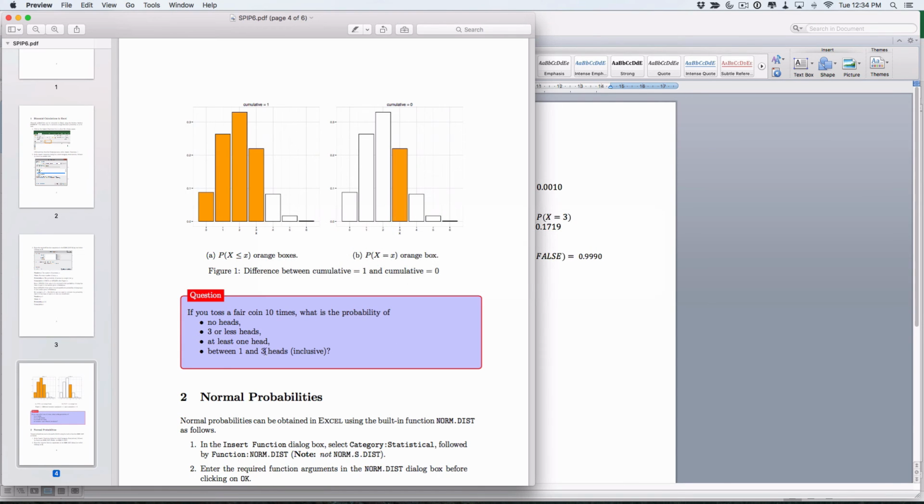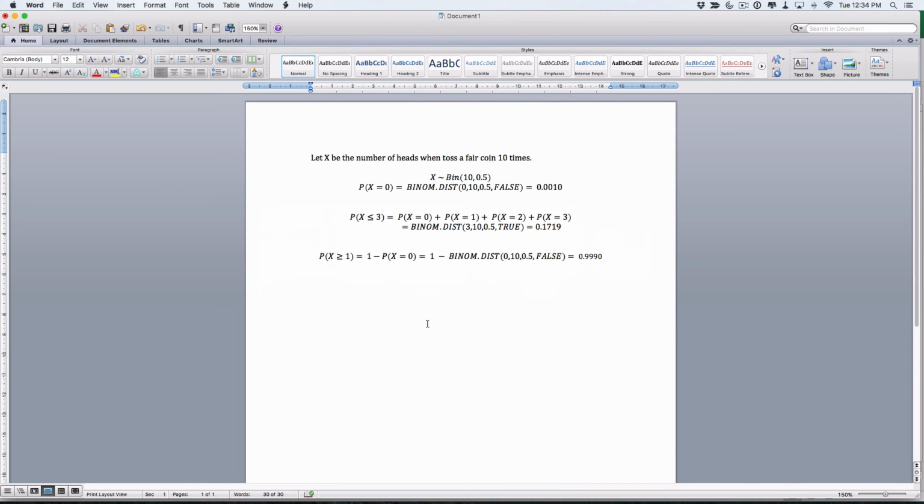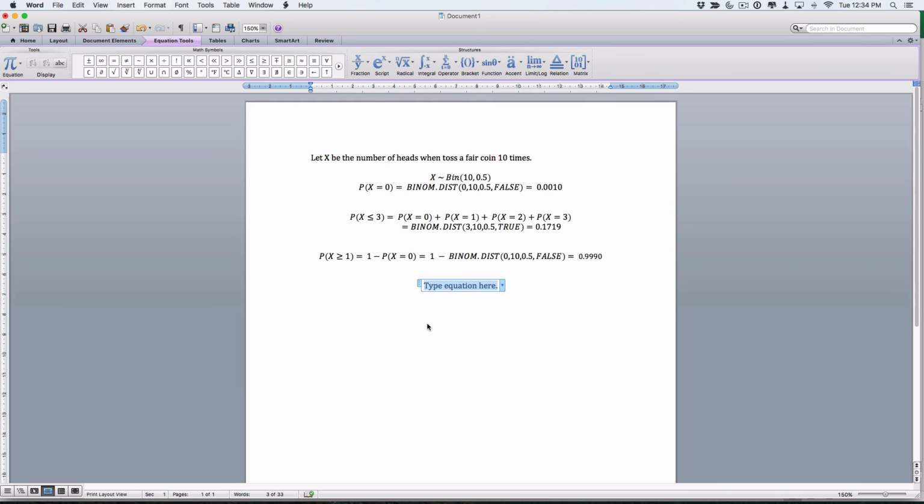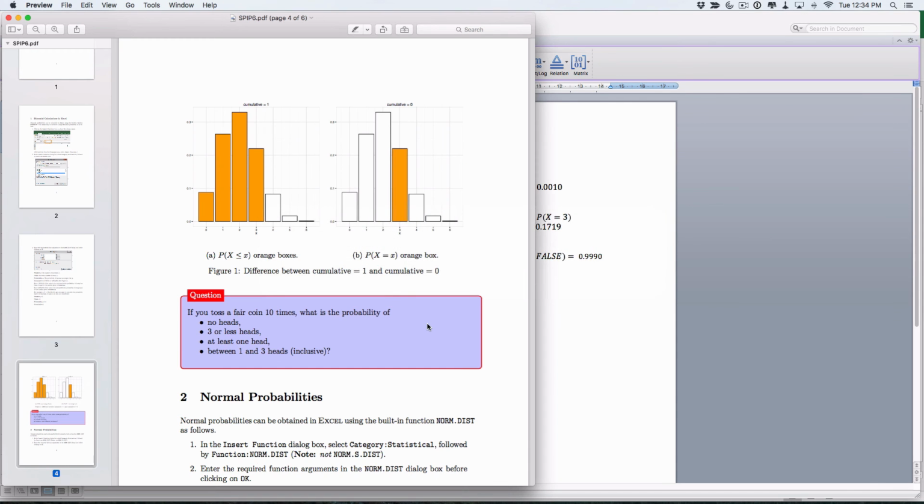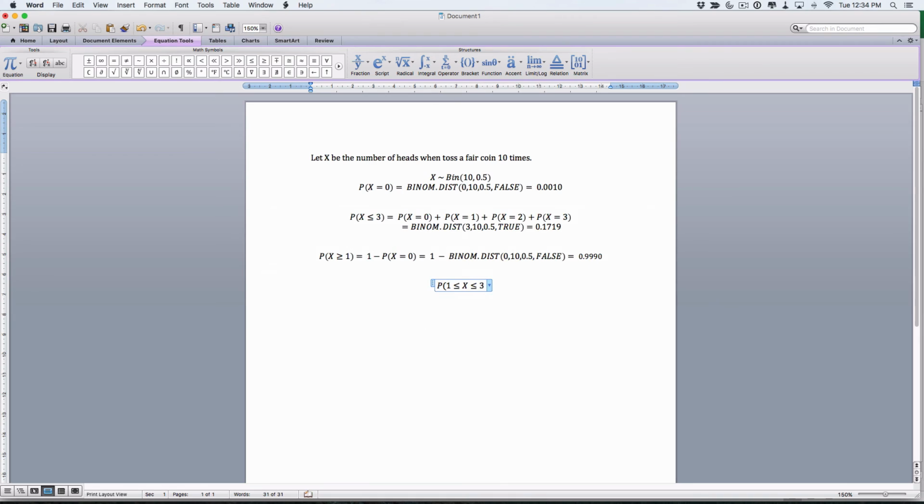So the final one, between 1 and 3 heads inclusively. So what do I actually want? I want the probability that 1 is less than or equal to x, which is less than or equal to 3. So basically, I want the probability that x equals 1, plus the probability x equals 2, plus the probability x equals 3. Now, there's a couple of ways you can do that.